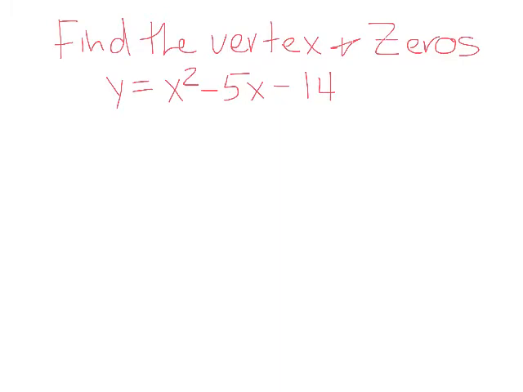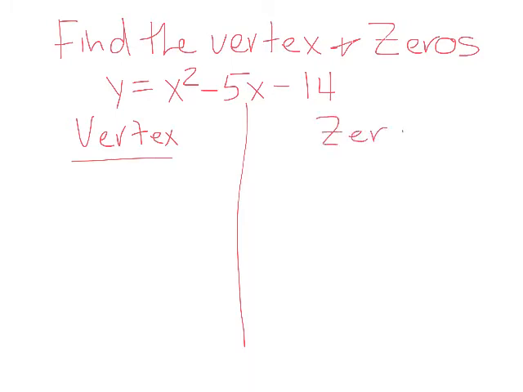So what I always want to see you do on a problem like this is break up your workspace in half. Half is going to be for the vertex. Half is going to be for the zeros. Because we do have to do both for each problem. That's the only way you can graph it is if you have both zeros and you have a vertex. Okay? So let's start with vertex.